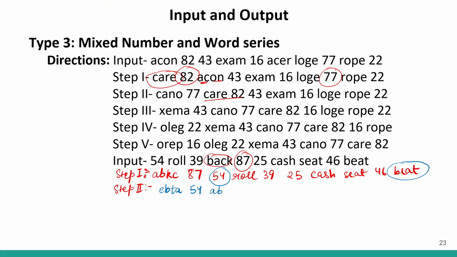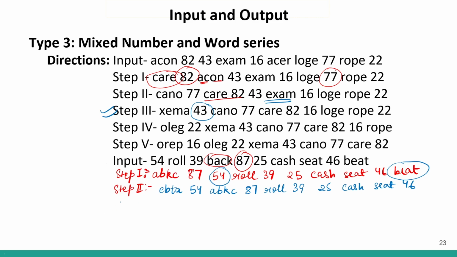Then I will get ABKC, 87. And the rest will be in the same order. So RO, LL, 39, 25, CASH, SEAT and 46. Correct? Step 3, if I check. So I have ZIMA. If I look at EXAM, this will be the next alphabetical small letter. And 43, which will be the next biggest number.